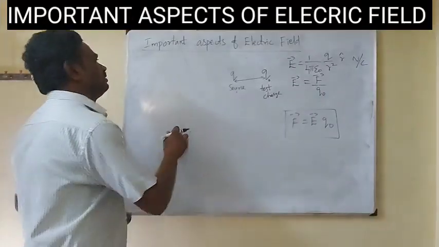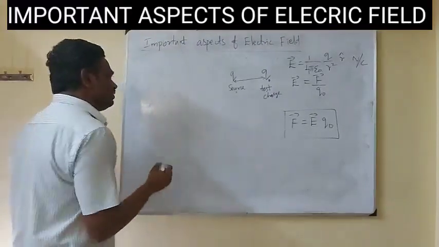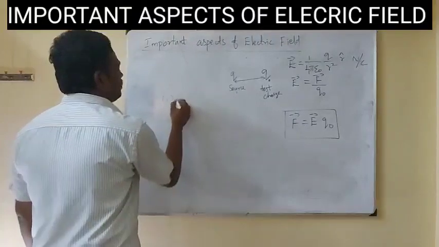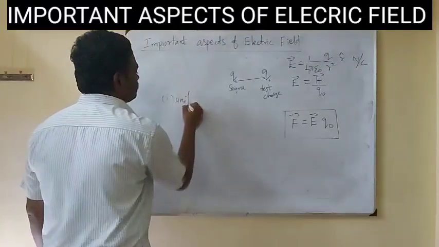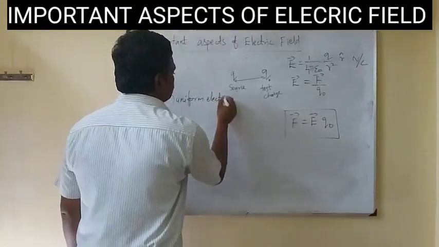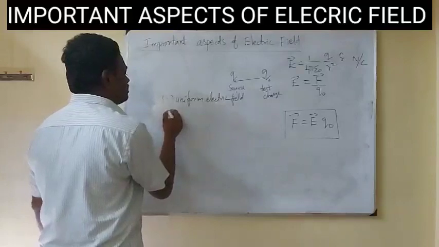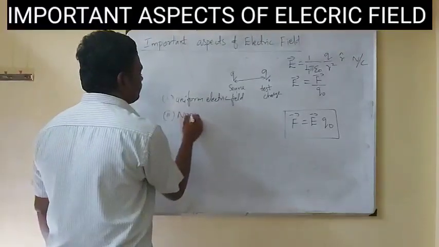The seventh aspect: there are two types of electric field. One is uniform electric field, and the second one is non-uniform electric field.